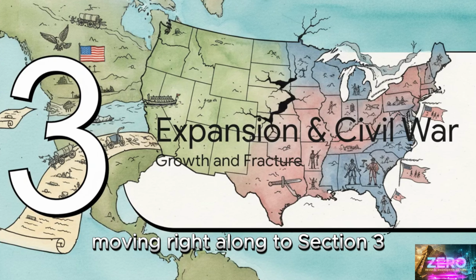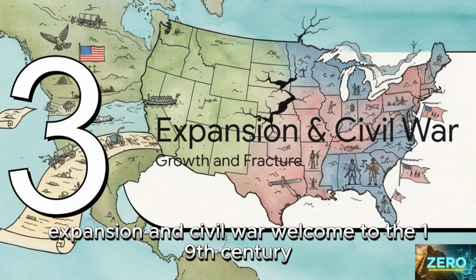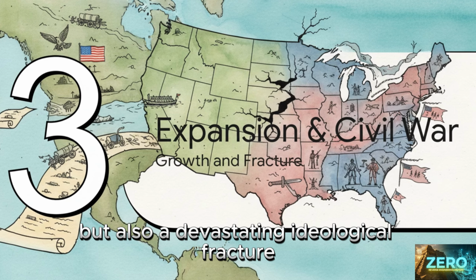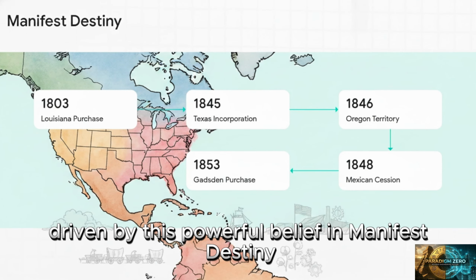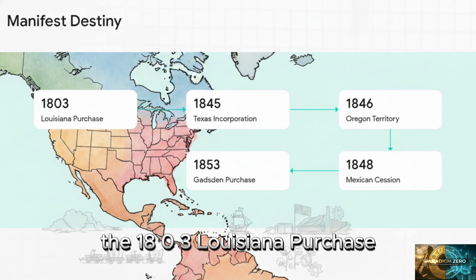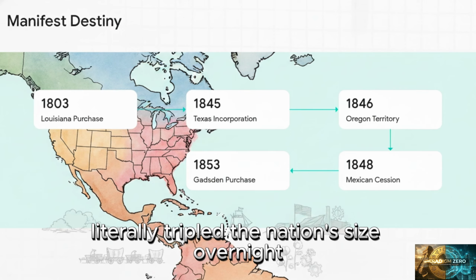Moving right along to Section 3, Expansion and Civil War. Welcome to the 19th century, which was an era of incredibly rapid growth, but also a devastating ideological fracture. Driven by this powerful belief in manifest destiny, the U.S. expanded relentlessly across the continent. The 1803 Louisiana Purchase literally tripled the nation's size overnight.